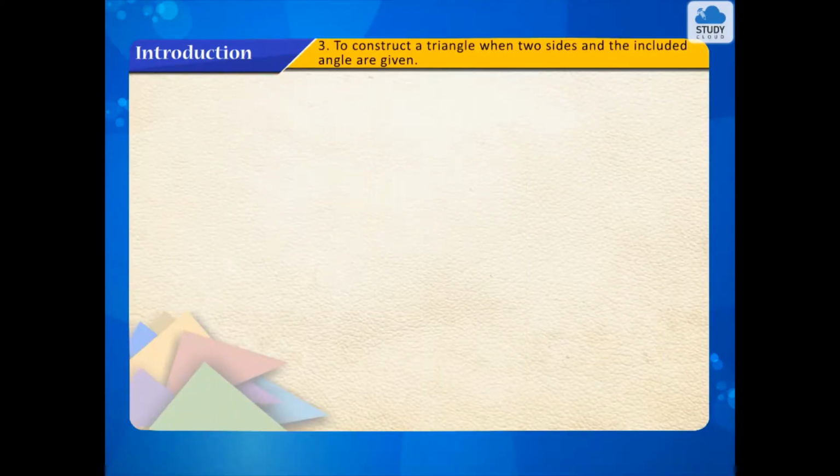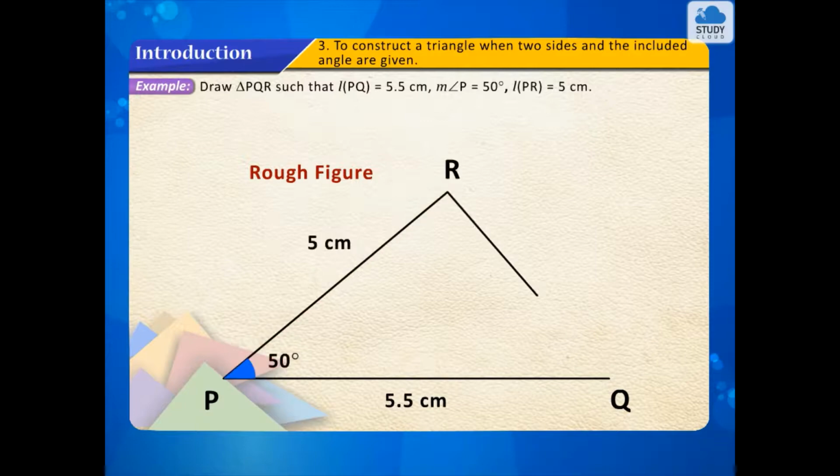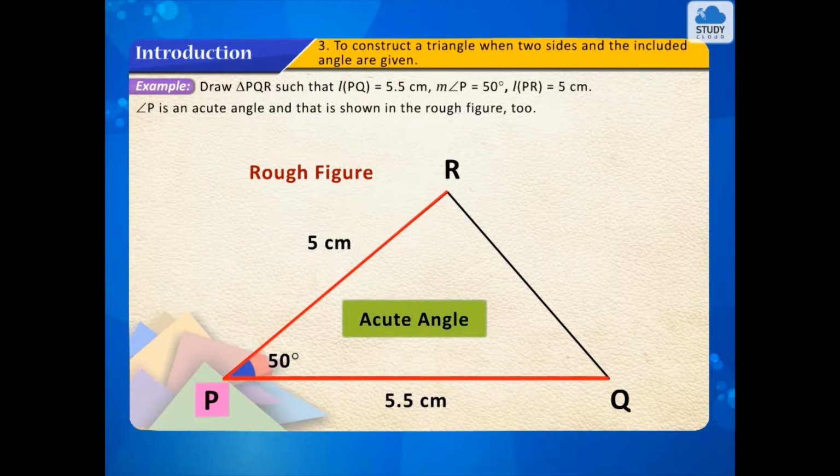3. To construct a triangle when two sides and the included angle are given. For example, draw triangle PQR such that length of side PQ is equal to 5.5 cm, measure of angle P is equal to 50 degrees, length of side PR is equal to 5 cm. A rough figure has been drawn showing the given information. Angle P is an acute angle and that is shown in the rough figure too.